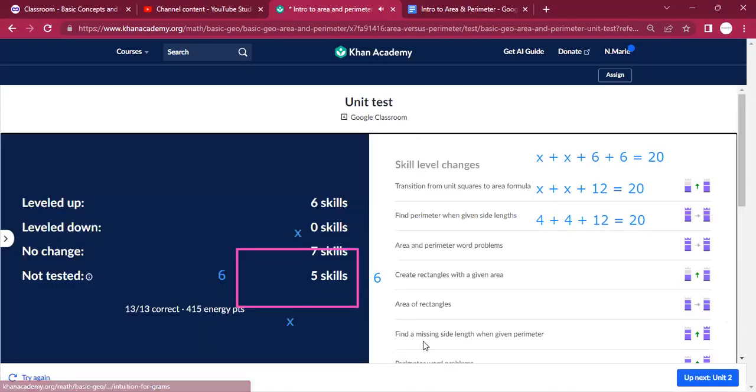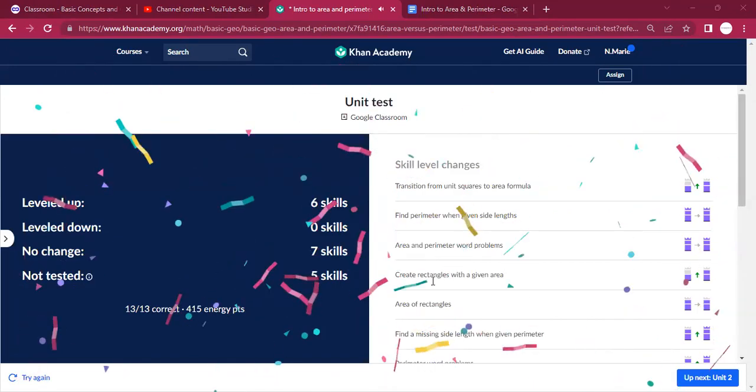And that's the unit, 100%. It should be a very easy unit. Let me know if you have any questions, and good luck.